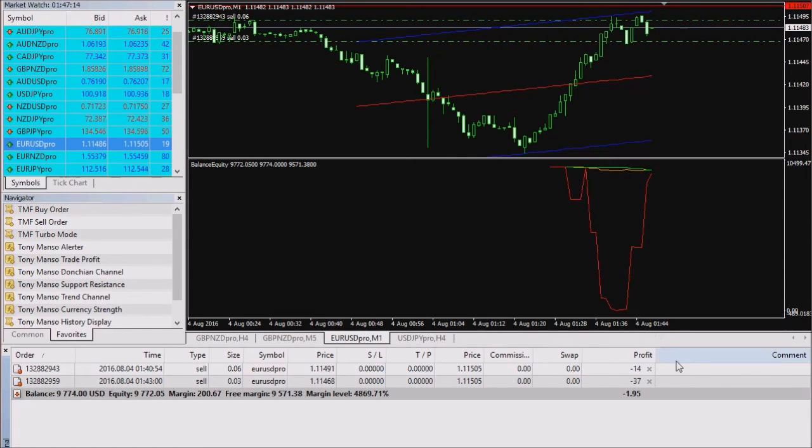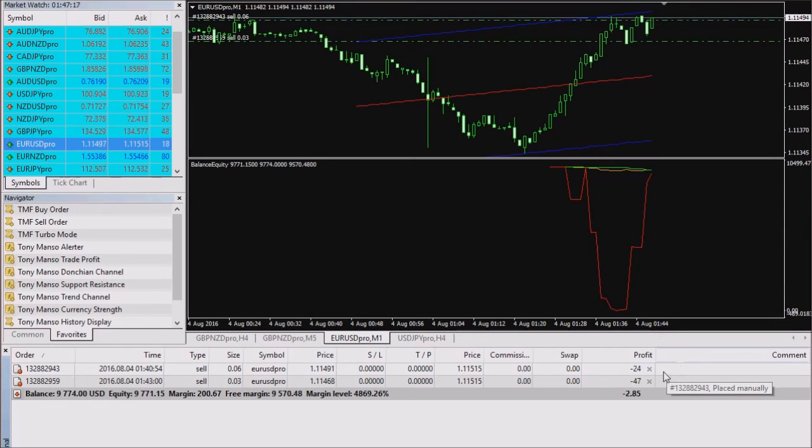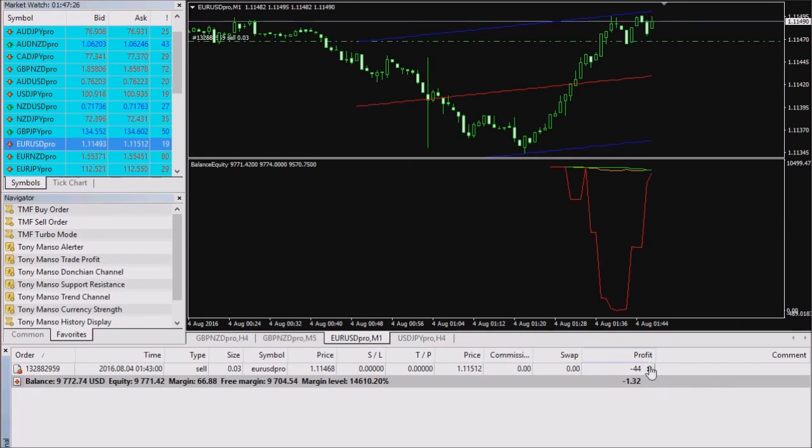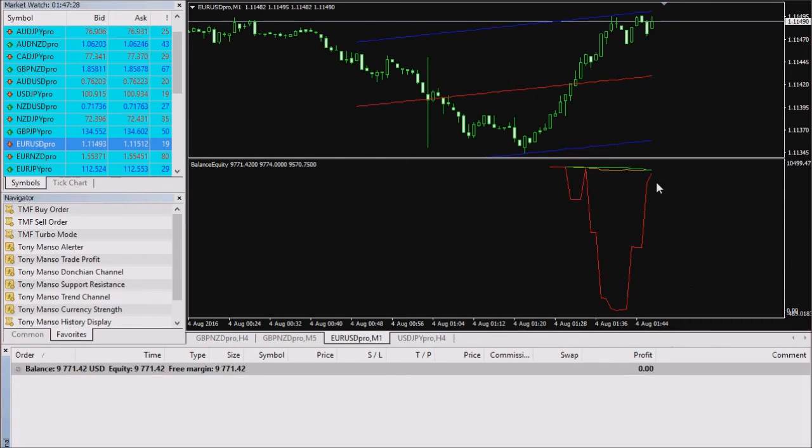Okay, and well, I'd have to wait about another 45 seconds or so for this thing. So I'm just going to close all these just so you can see that the free margin, equity, and balance all line up once all the trades are closed. And if I wait another few minutes, you'll just see a horizontal line forming as the chart shifts to the left. Right? So that's pretty much it.